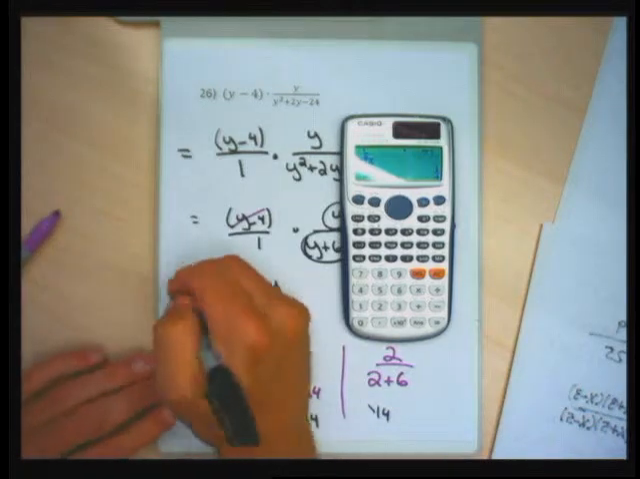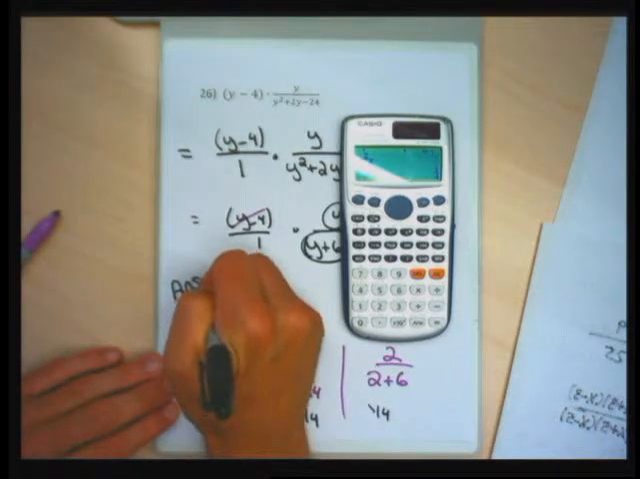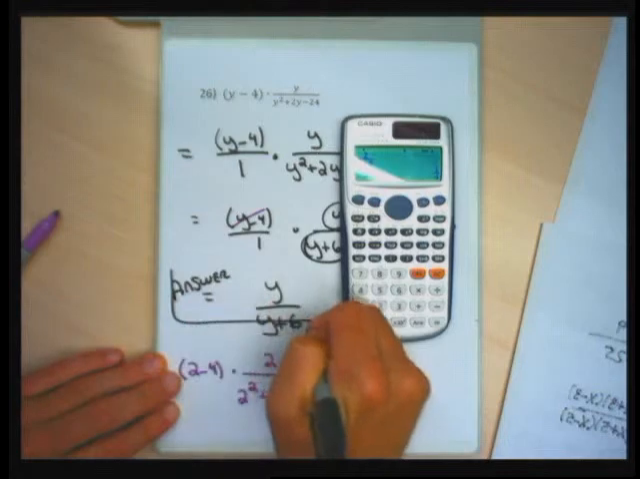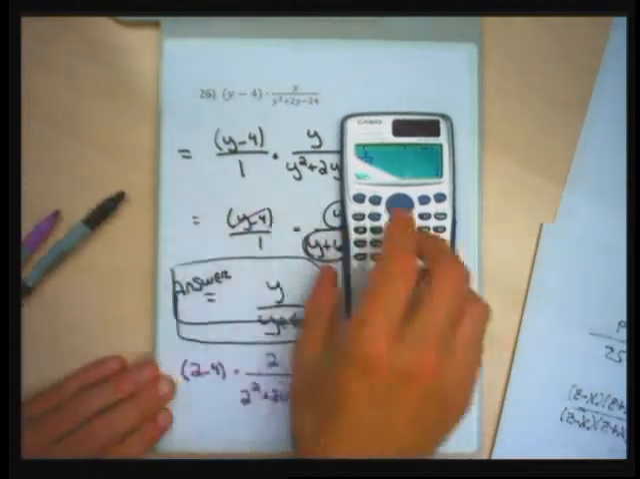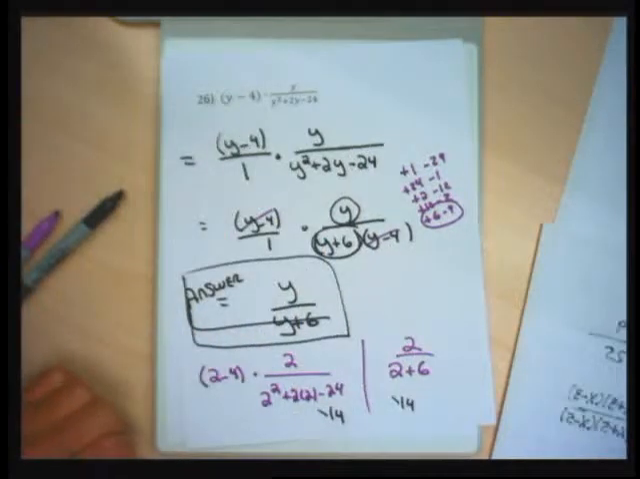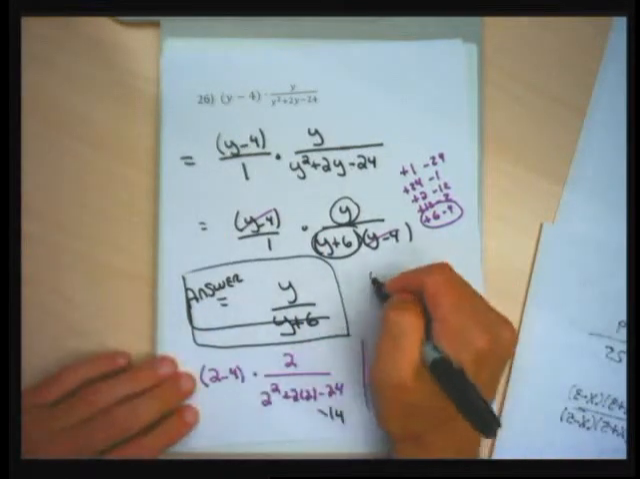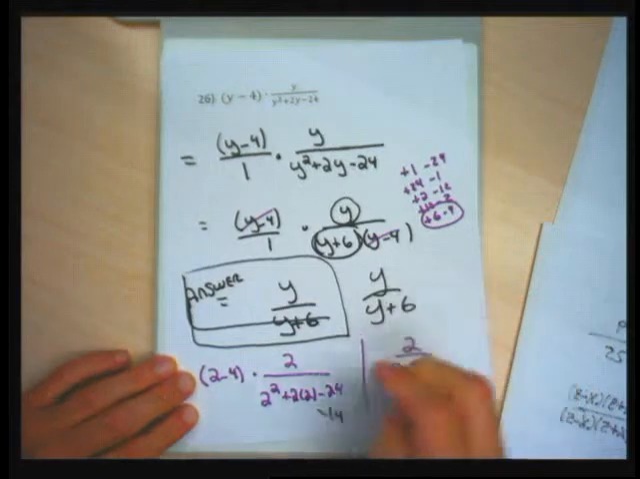So the answer to this problem is the fraction y over y plus 6, without the cross through the plus 6. So y over y plus 6.